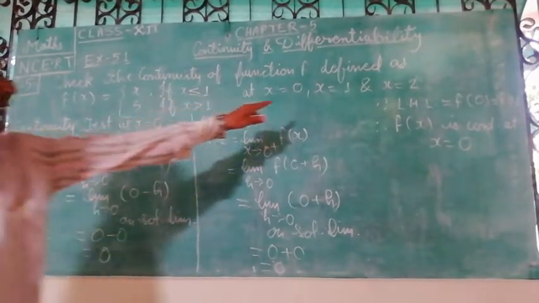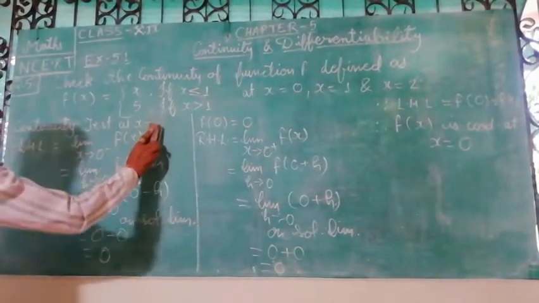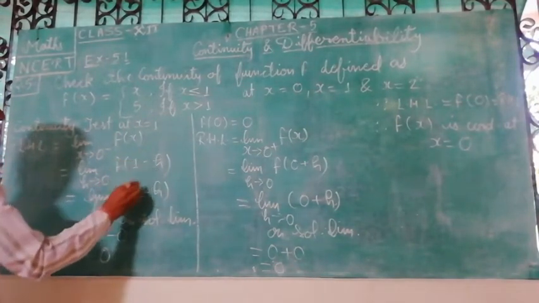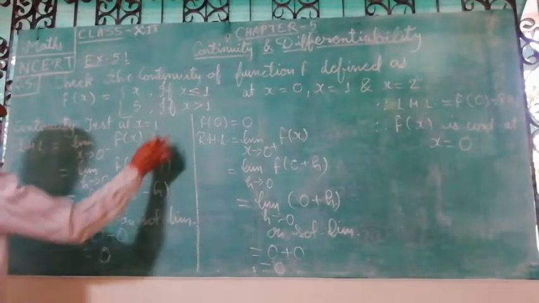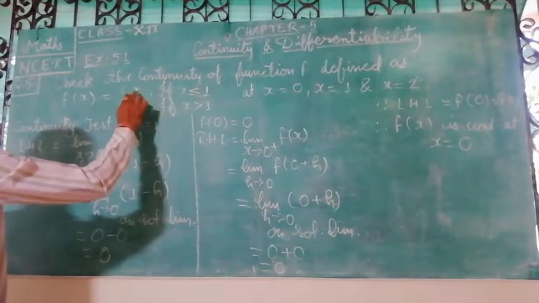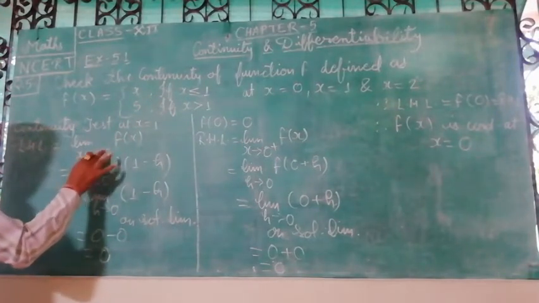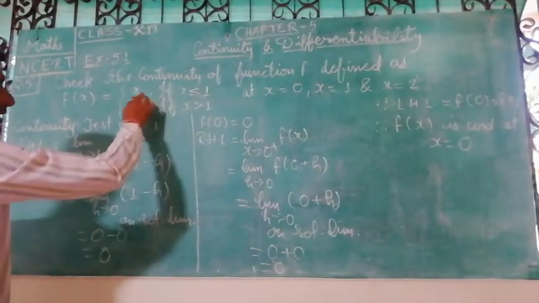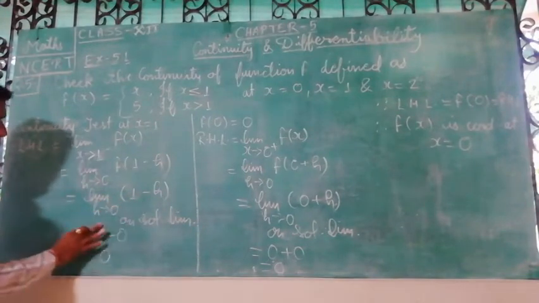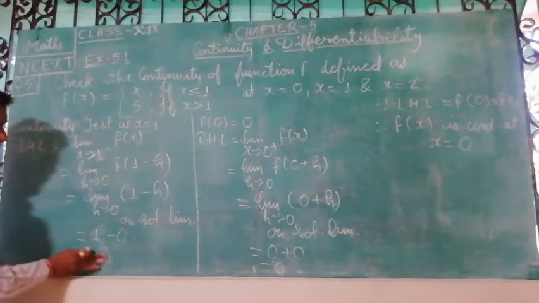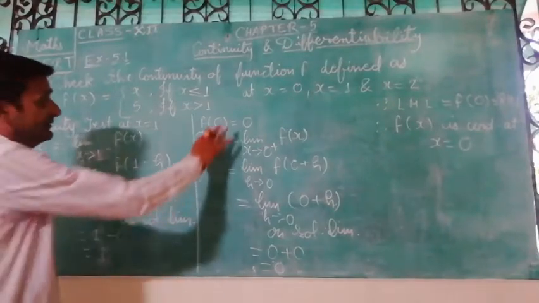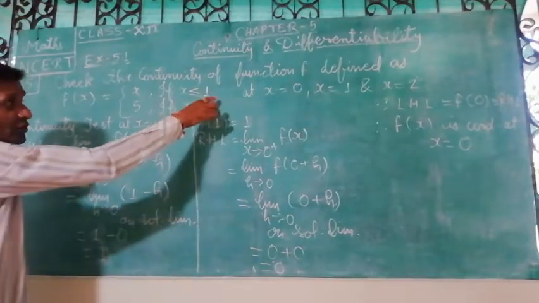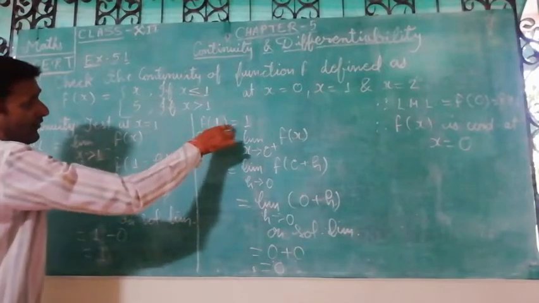Now we have to check at x is equal to 1. So continuity test at x is equal to 1. LHL will be at 1 minus h. Here we have to check at 1, so at 1 minus h, meaning less than 1, it is x, so it will be 1 minus 0, that is equal to 1 only. Now f of 1 is also equal to 1, because x is equal to 1 is included here. So f of 1 is equal to 1.